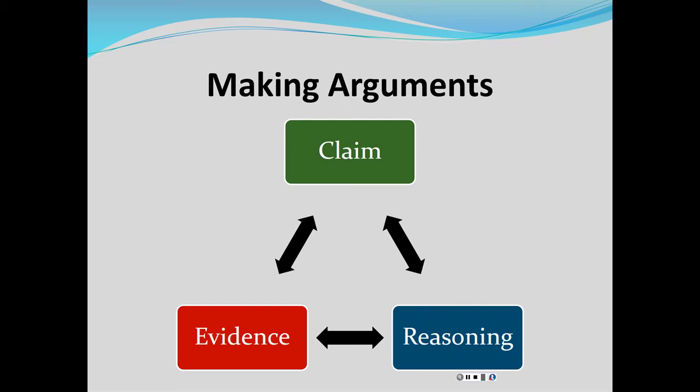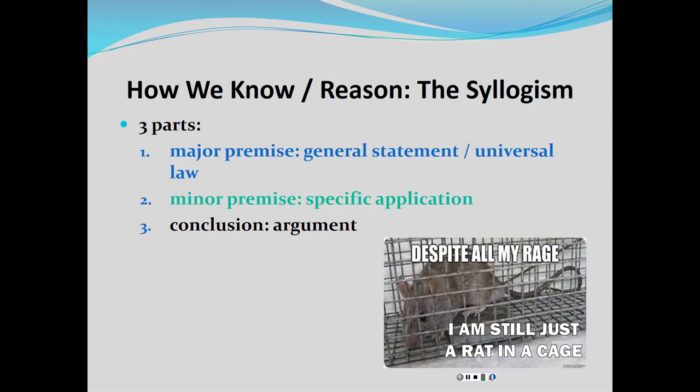So this is a little bit abstract. If you take nothing else away from our lesson today, take away this triangle. It's not just enough to have a claim and evidence, but usually we have to have some kind of reasoning that links the two together, or they're just kind of arbitrarily placed together and the audience isn't going to make those connections.